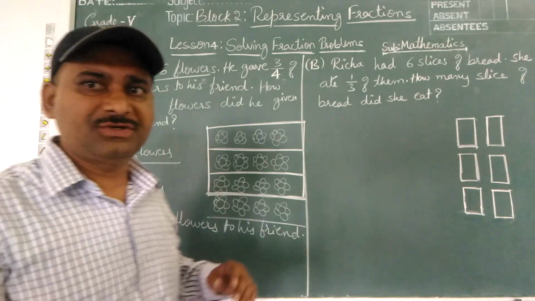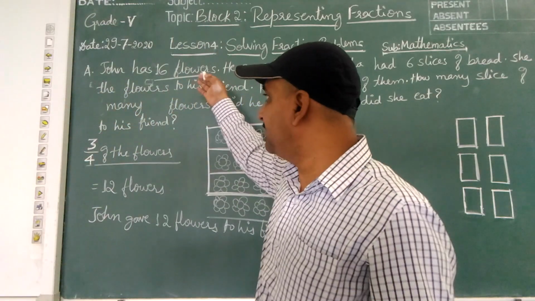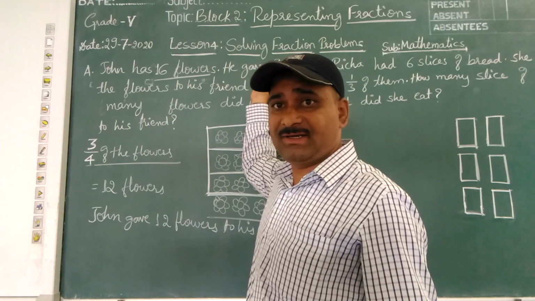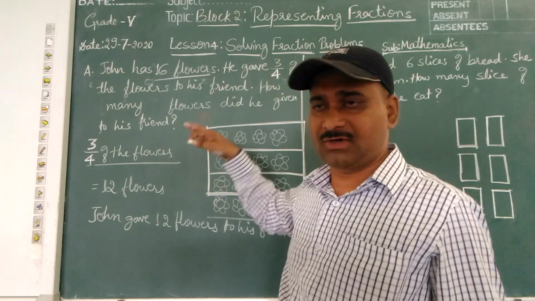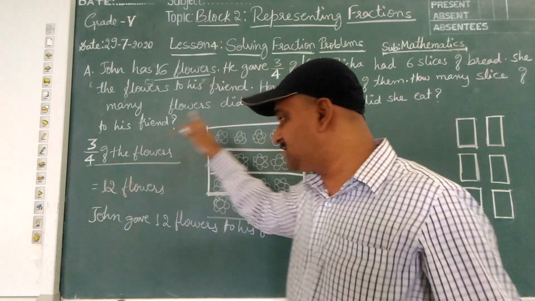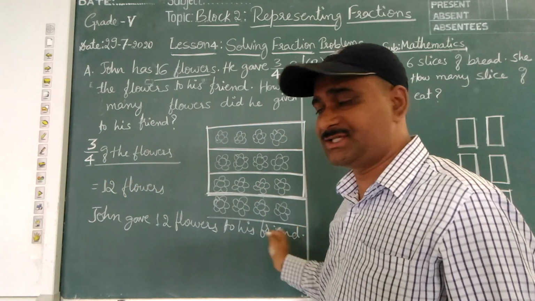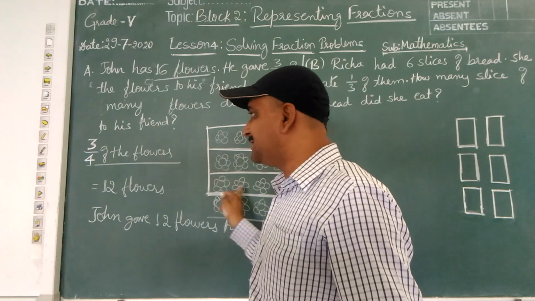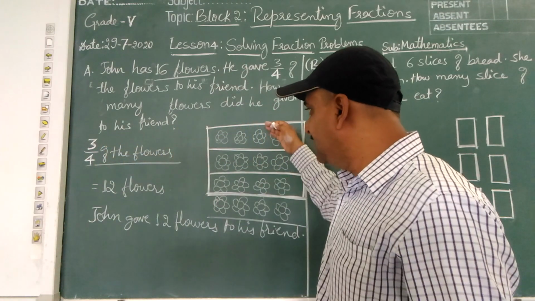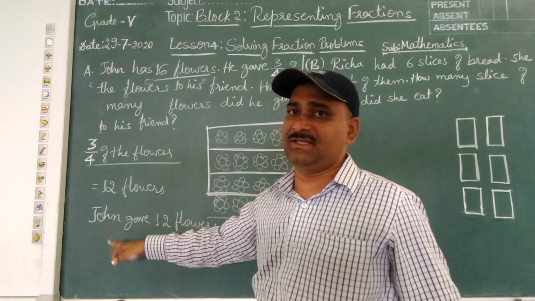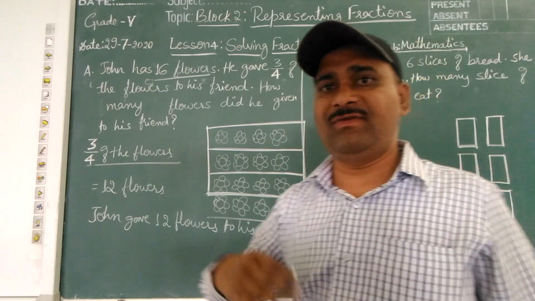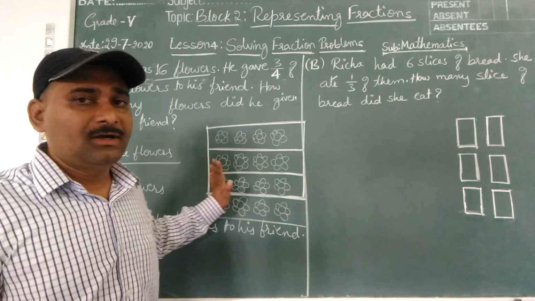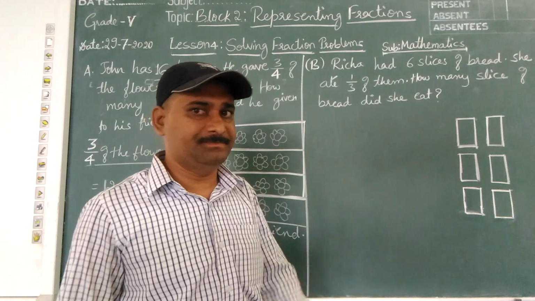Very simple, children. You should see how many total flowers. 16. In this, how many flowers has he given? He has given 3 by 4. That 3 by 4 means how many? Divide 16 into 4 parts because denominator is 4. Select 3 parts because numerator is 3. In 3 parts you got 12 flowers. Therefore, John gave 12 flowers to his friend. Clear? Let us see one more example.